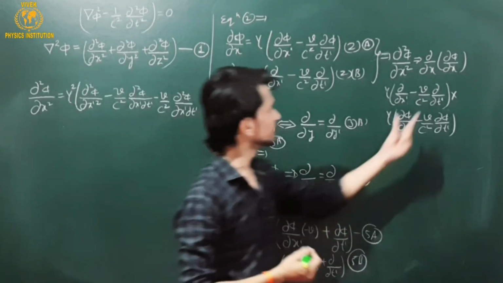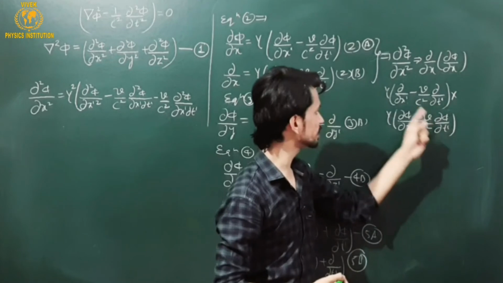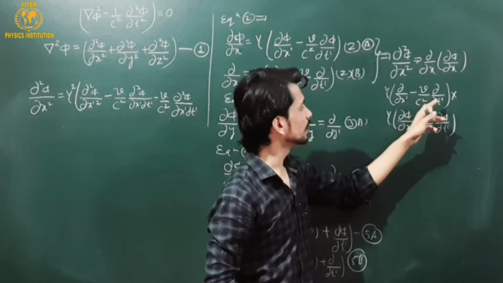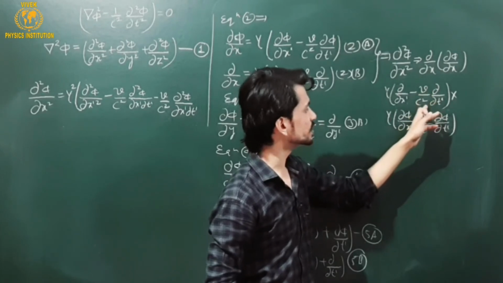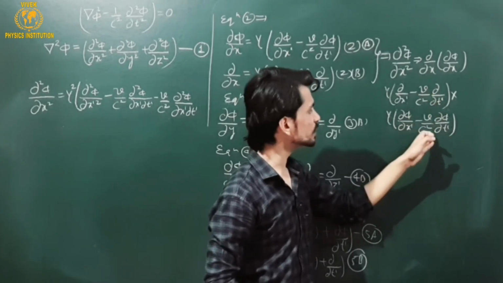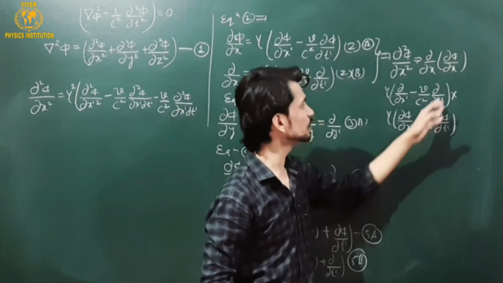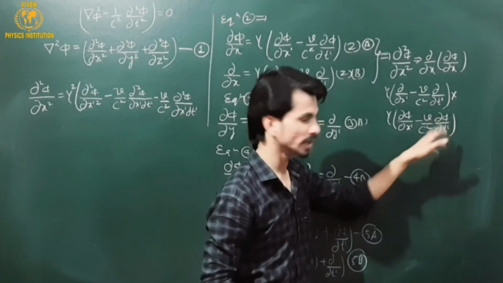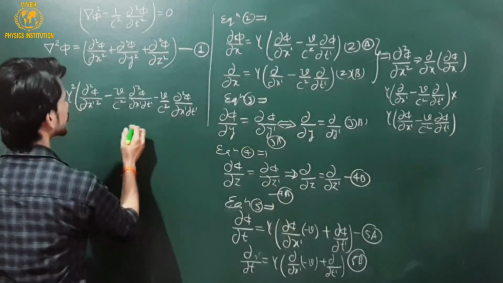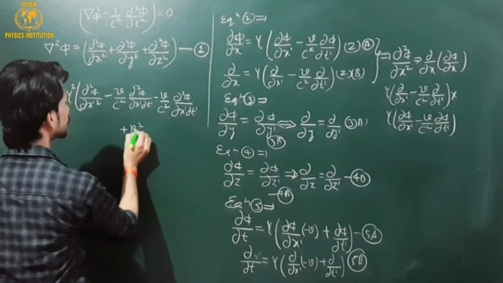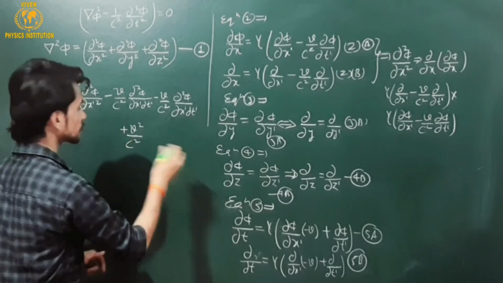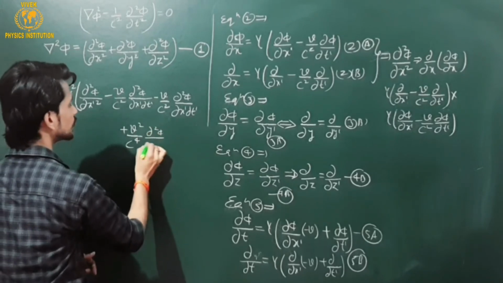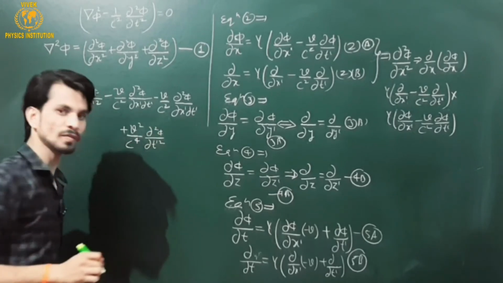Again, this factor will be multiplied with this factor. This is minus minus plus, and this will give me again v over c². This will give me v² upon c⁴ into ∂/∂t' into ∂/∂t'. So I will get from here plus v²/c⁴, and this will give me ∂²φ/∂t'².